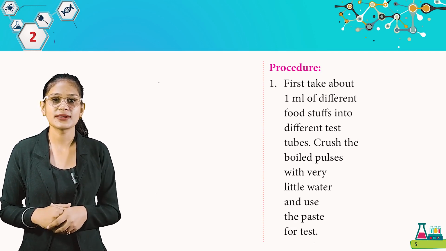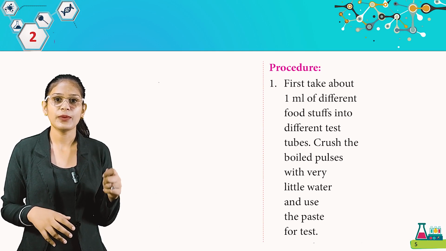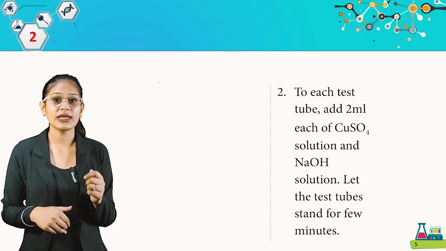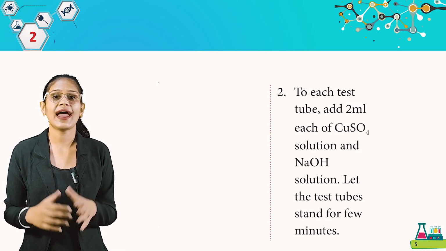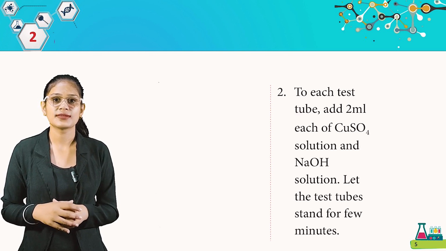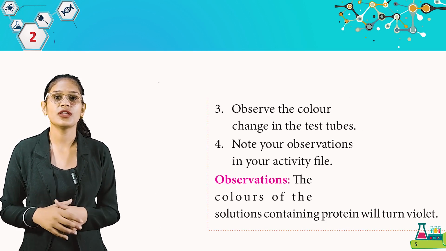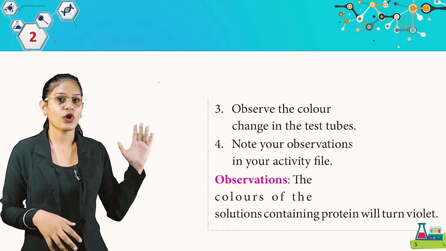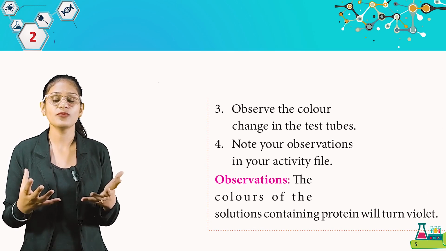Crush the boiled pulses with very little water and use the paste for test. To each test tube, add 2 ml each of CuSO4 solution and NaOH solution. Let the test tube stand for few minutes. Observe the color change in the test tube. Note your observation in your activity file. Here is observation. The colors of the solution containing protein will turn violet.